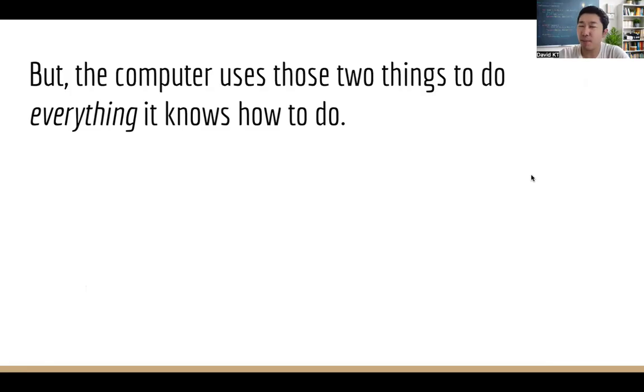I'm currently using a MacBook Air. I can listen to music on it, I can write documents on it, I can watch videos on it. Your computer can do much more than just turn itself on and off, right? So your computer uses those two things to do everything it knows how to do.